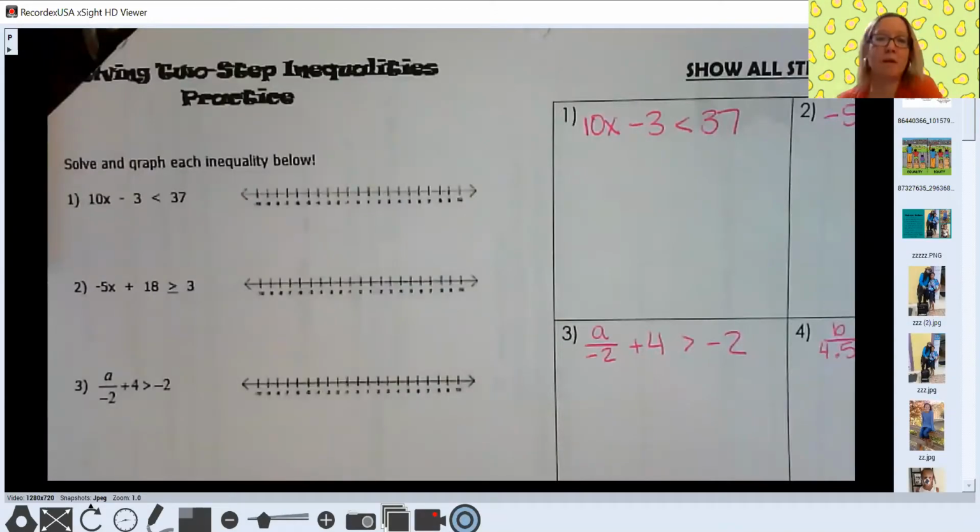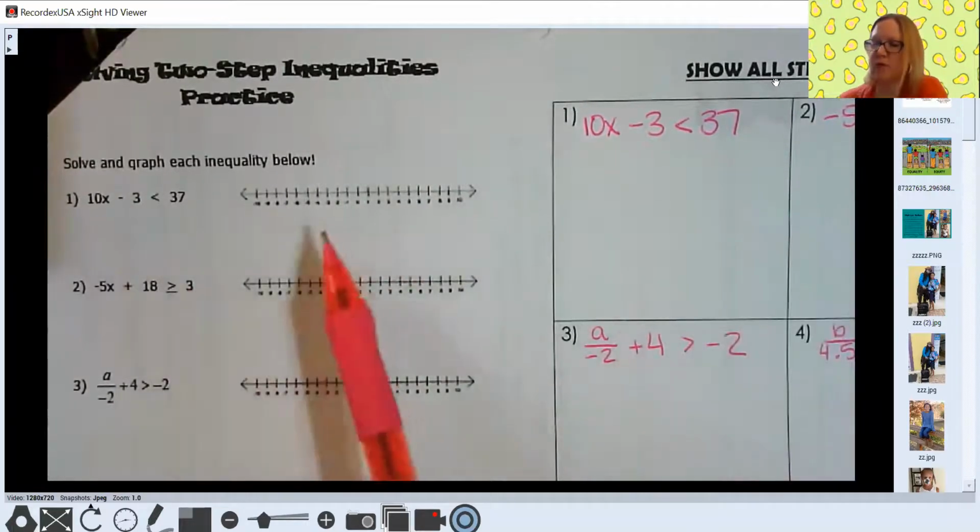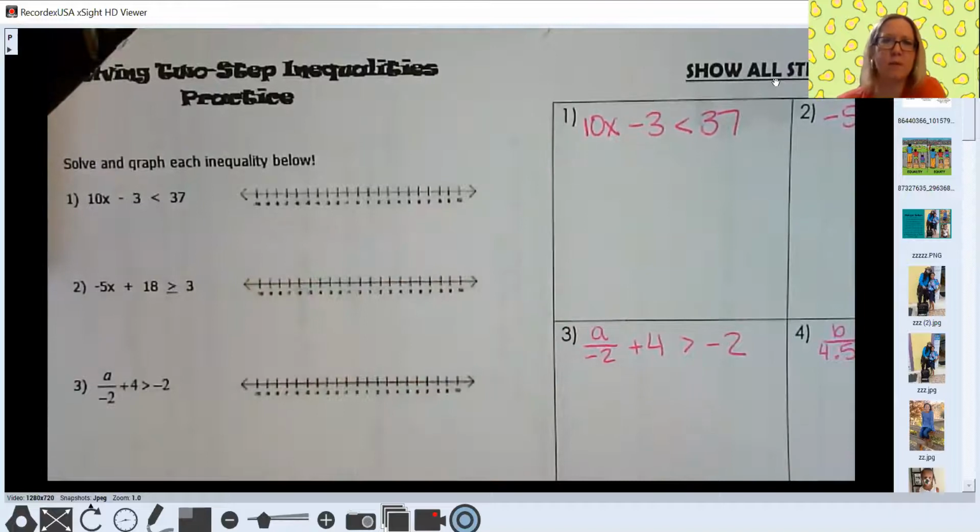Okay, so two-step inequalities. We're going to take a look at MSG page 11. On page 11, I have given you some space on the right side to show all your steps, and then make sure, of course, that you graph it over here on the left. So we'll look at how to solve it and then also how to graph.